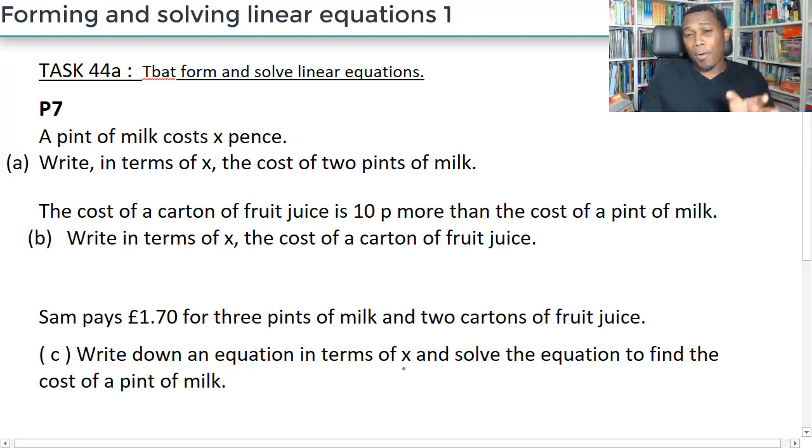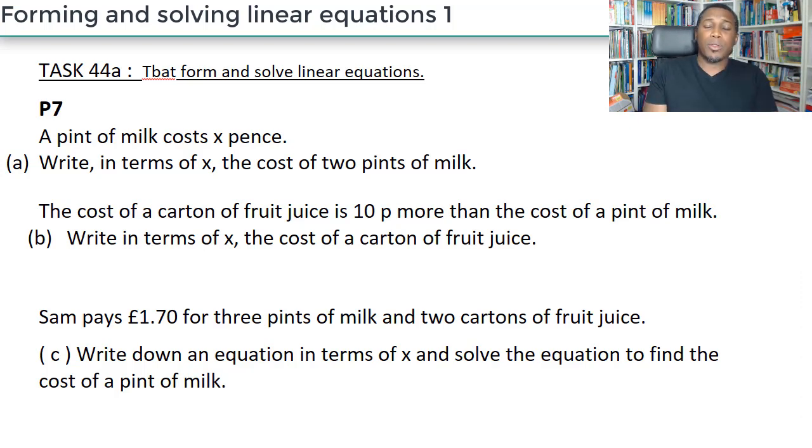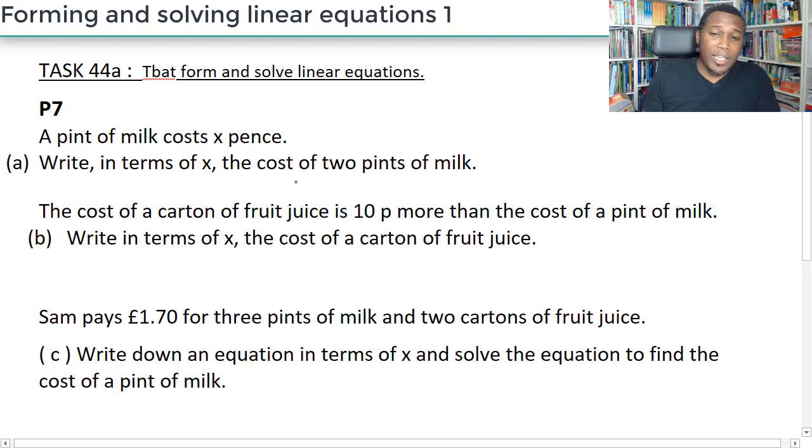Okay, so you've done the power pause and you've done the work, so I'm going to go through it now, and let's see if what I do is what you did. Right, in terms of x, the cost of 2 pints. 1 pint is x, so 2 pints, I have to multiply by 2. The answer is going to be 2x.